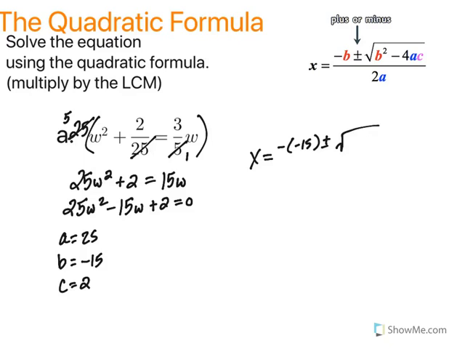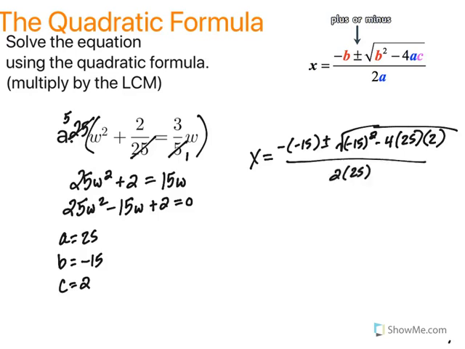root of negative 15 squared minus 4 times a, which is 25, times c, which is 2, and all of that is going to be over 2 times a, which is 25. Now let's simplify. We have x is equal to, well, the negative of negative 15 is positive 15, plus or minus the square root of 225, that's negative 15 squared, minus 200, that's what we get when we multiply 4 times 25 times 2, all over 50.